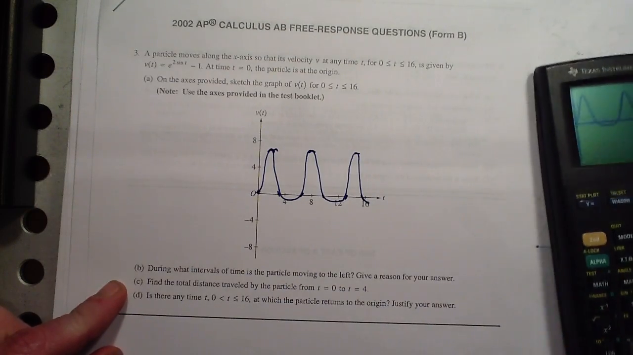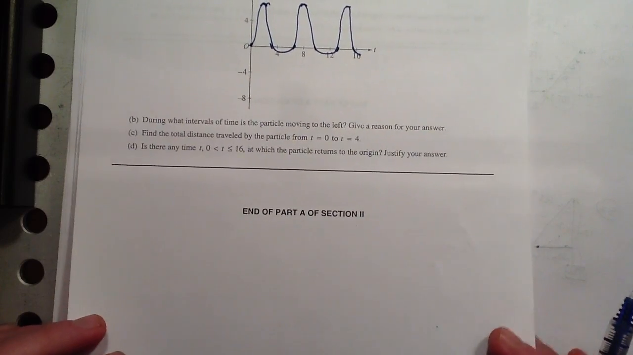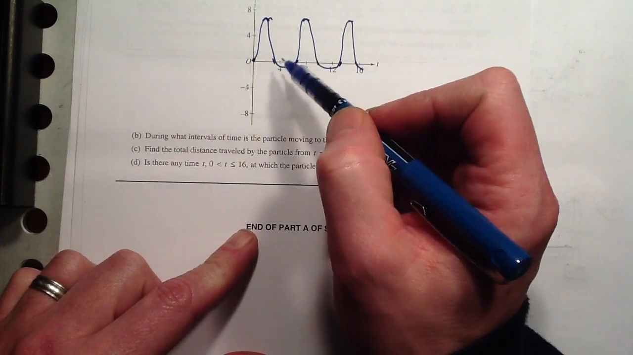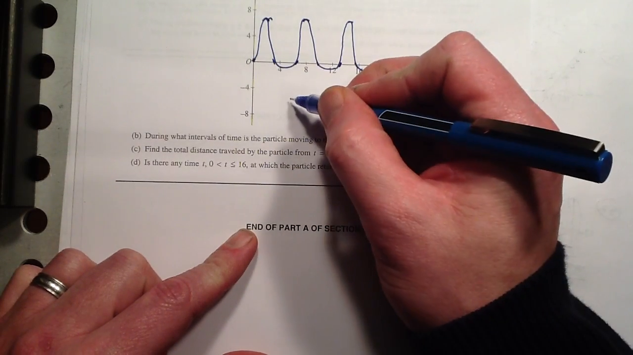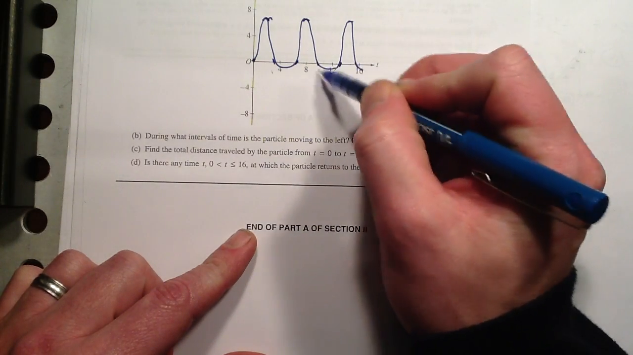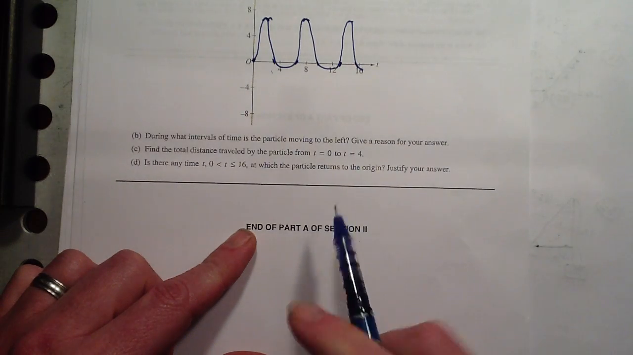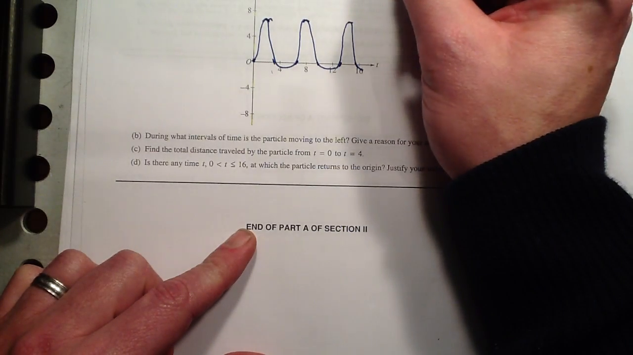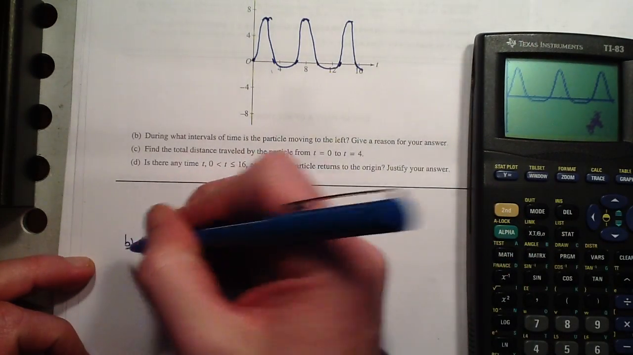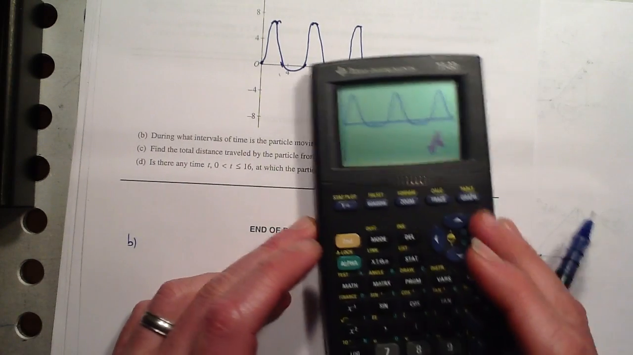Part B. During what time intervals is the particle moving to the left? Well, this is a graph of velocity, so right is positive and left would be negative velocity. So these are the intervals where it's moving to the left whenever it's below. And we're talking about from 0 to 16. So let's see if we can find where this graph crosses the horizontal axis, which would be the time axis.